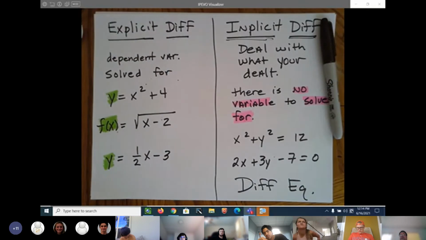Now, the first thing that pops in your mind is, well, why don't we just solve for it? Well, there's some problems you can't solve for y unless you go into all kind of long division and all this other stuff.